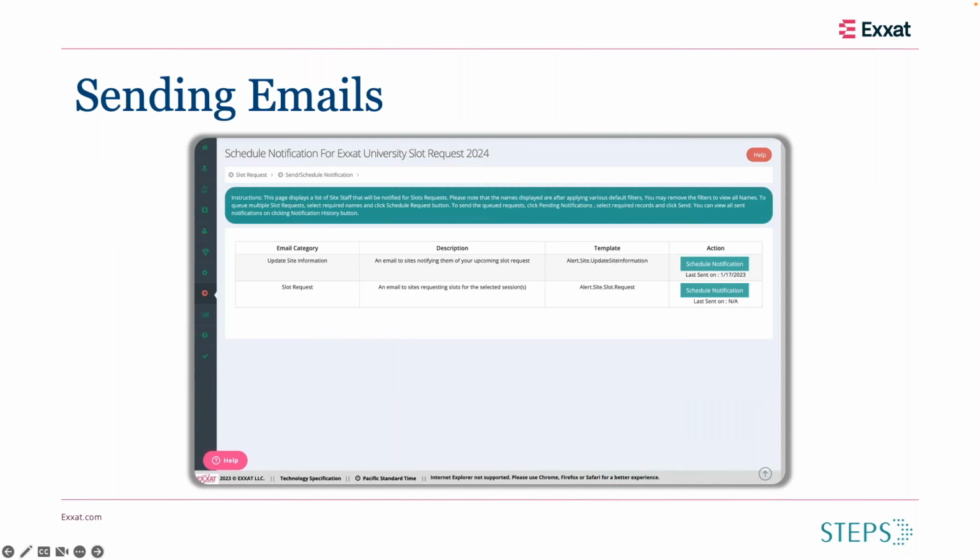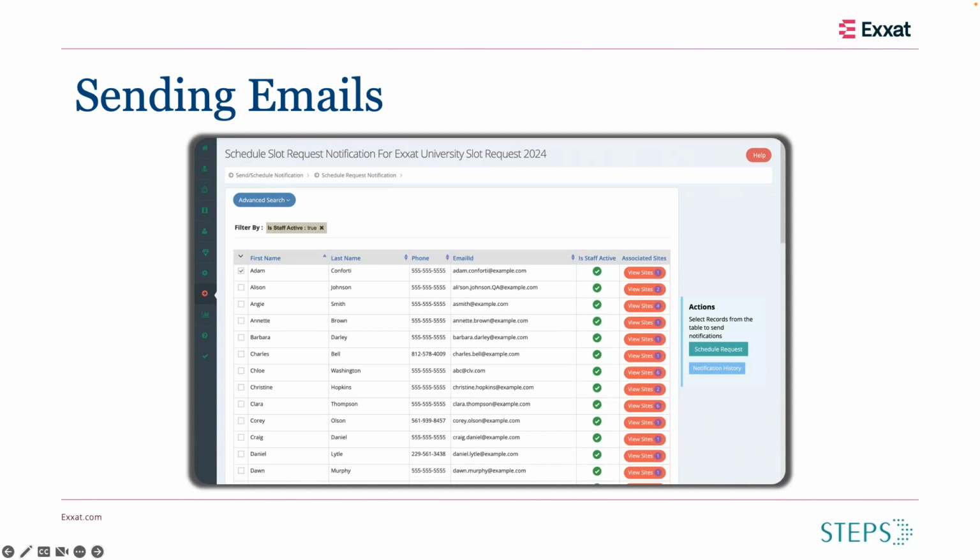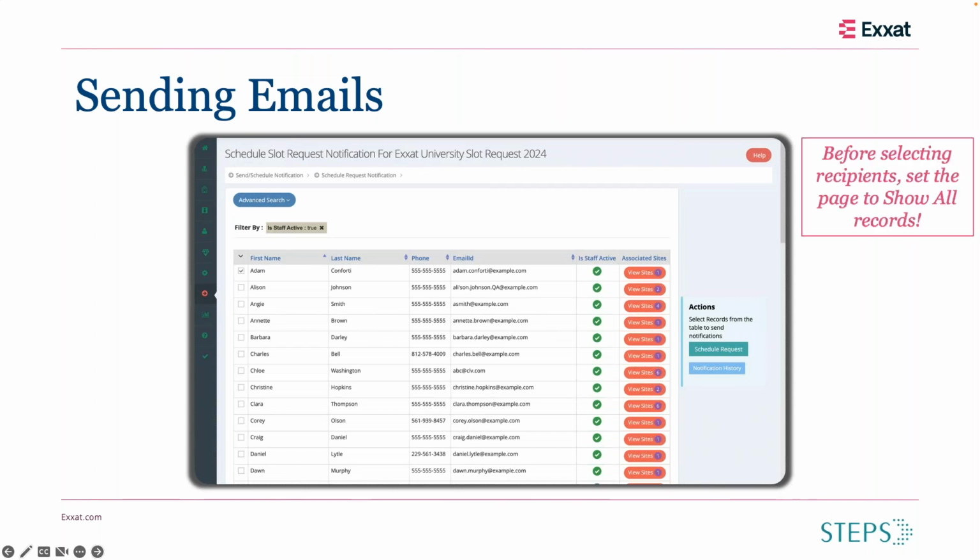And you're going to have either 1 or 2 options. If you're sending out the update site information email, you'll have this option. Otherwise, you'll just see slot request. But to schedule that email, you're going to go ahead and click on schedule notification.